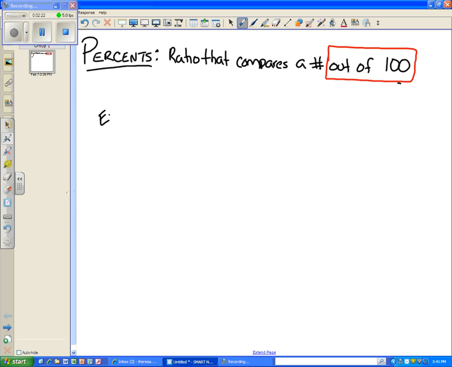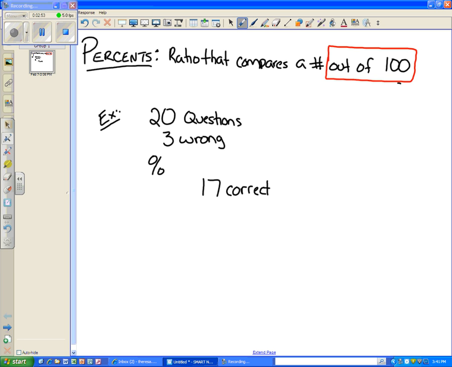The most realistic place for you guys right now for percents is talking about your quiz and test scores. If you just took a quiz that had 20 questions on it, and you got 3 wrong, you want to know, what percent did I get? Well, the first thing you have to know is how many questions did you get right? If there's 20 questions and you got 3 questions wrong, that means that you got 17 questions correct out of a total of 20 questions.